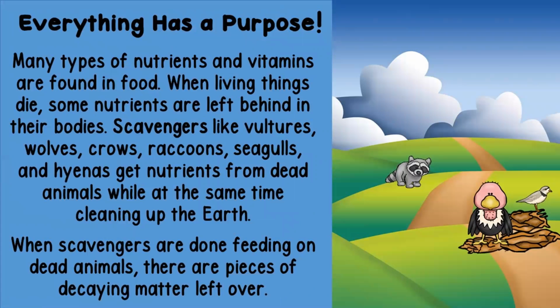So many types of nutrients and vitamins are found in food. When living things die, some nutrients are left behind on their bodies. So scavengers like vultures, wolves, crows, raccoons, seagulls, and hyenas get their nutrients from dead animals while at the same time cleaning up the earth. So when scavengers are done feeding on dead animals, there are pieces of decaying matter left over.